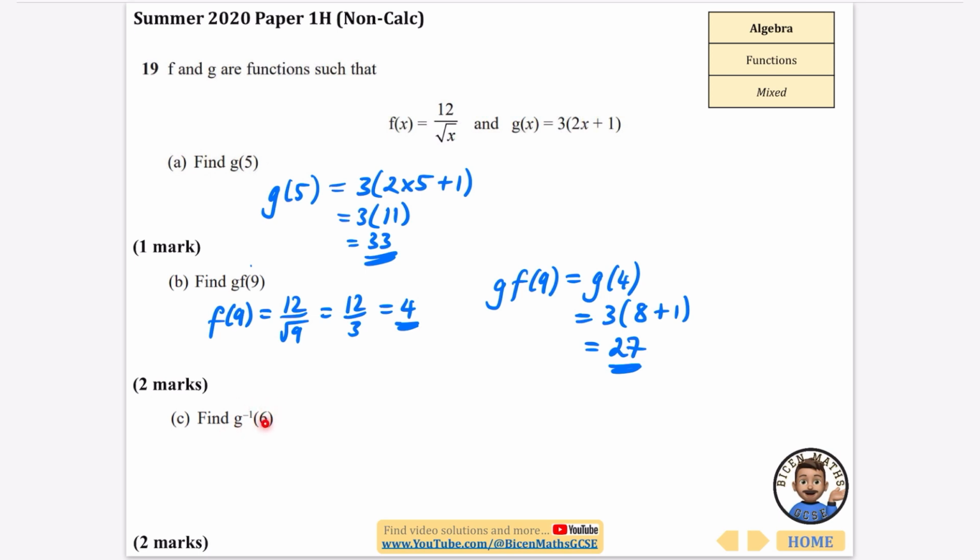Last one, they seem to love these kinds of questions. You don't want to put 6 into the function. Instead, what you want to do is make this function equal to 6. I've done a little bit of an explanation of that, but I find it quite a tricky one to explain. So we're going to make this thing equal to 6.